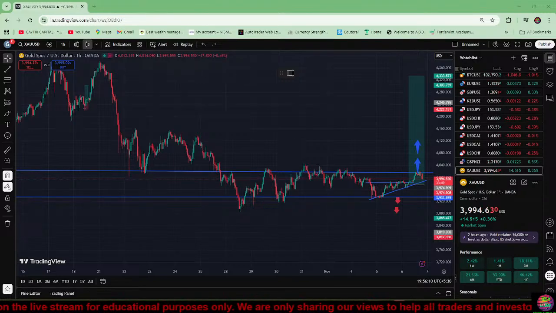If we bring up an empty chart right here, you can see this market is creating higher highs and higher lows. This is a bullish market, and let's pretend we are interested in buying at this point right here, because this is a level of resistance that we are now potentially going to use as support.